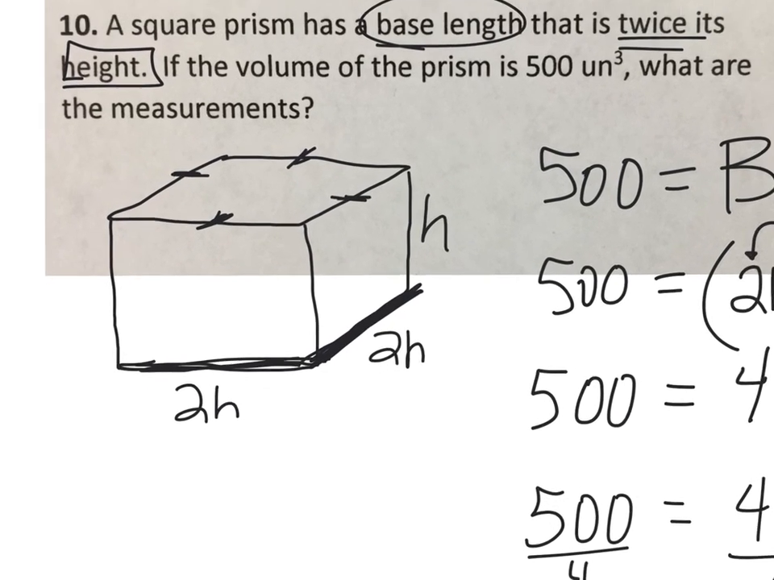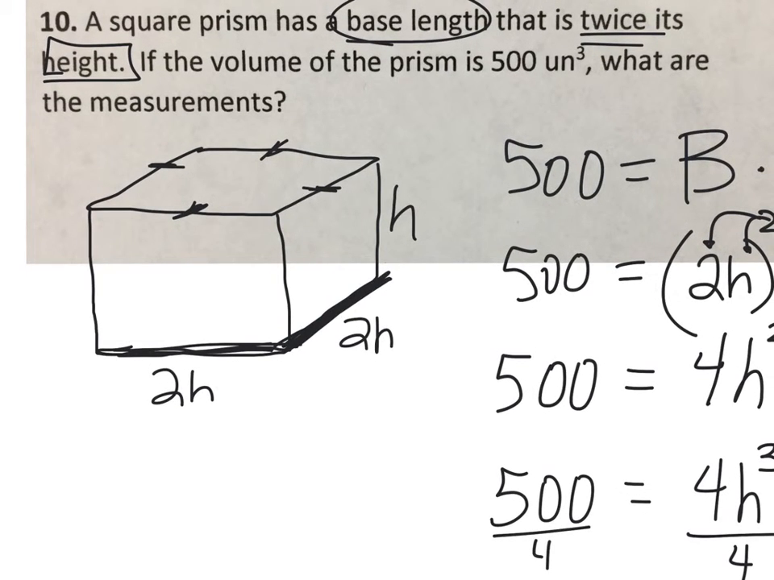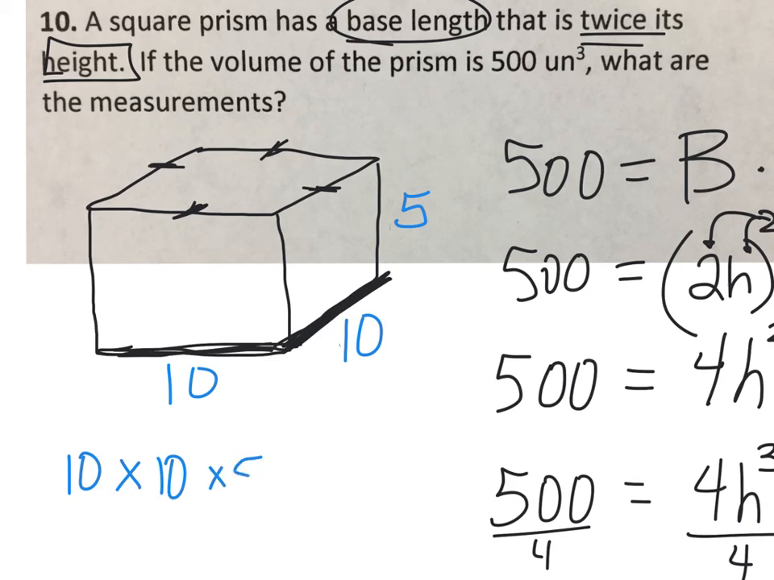So coming back to our original picture, what are the measurements? We can erase our heights and put in a 5, because that's what the height is, which means my square has bases of 10. So this is a 10 by 10 by 5 unit square prism.